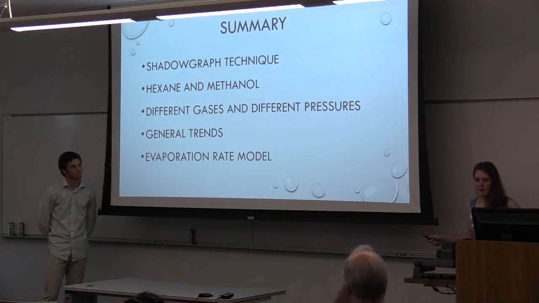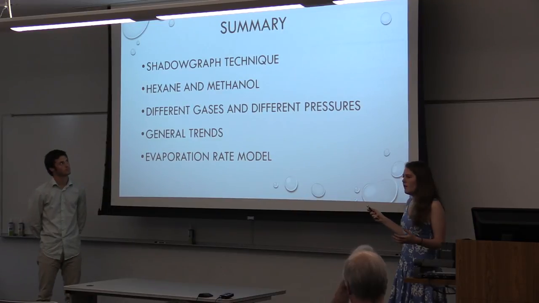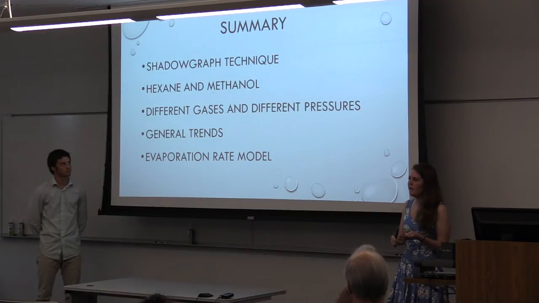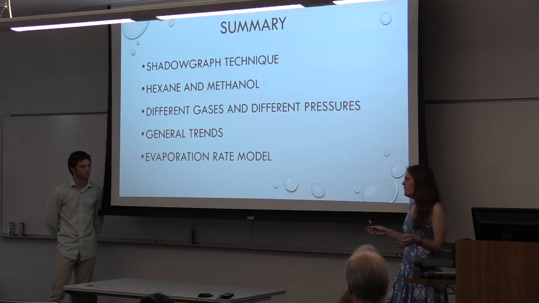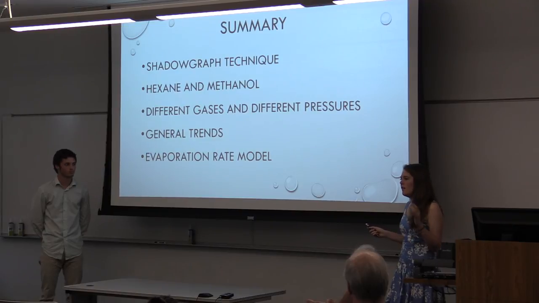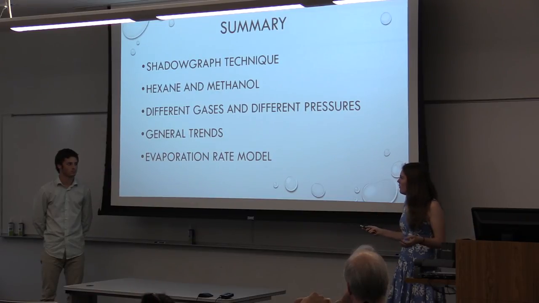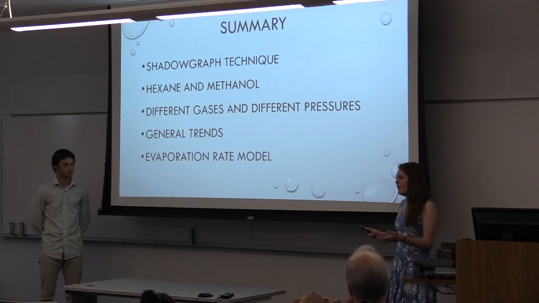But anyways, in summary, to measure evaporation rates, we have the shadowgraph technique. This summer we looked at hexane and methanol, and we looked at these two liquids evaporating in helium, air, argon, sulfur hexafluoride, and krypton. We looked at them from 1 atmosphere to 6 atmospheres, and we saw the general trend that as pressure increases, the evaporation rate decreases, and as the molar mass of the gas increases, the evaporation rate also decreases. Our model was able to fit the general trends, but it still needs tweaking, and that is something to come in the future.